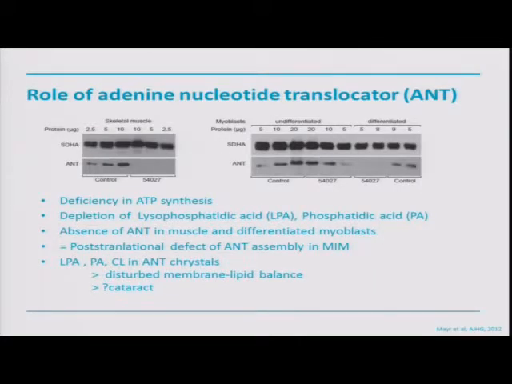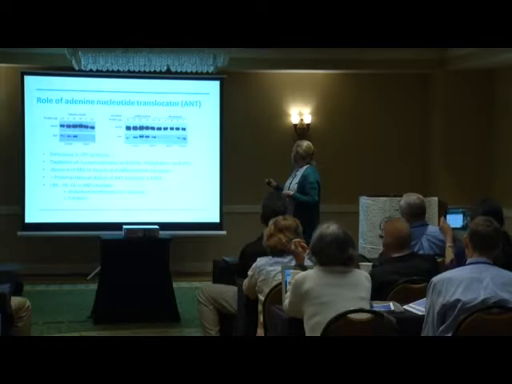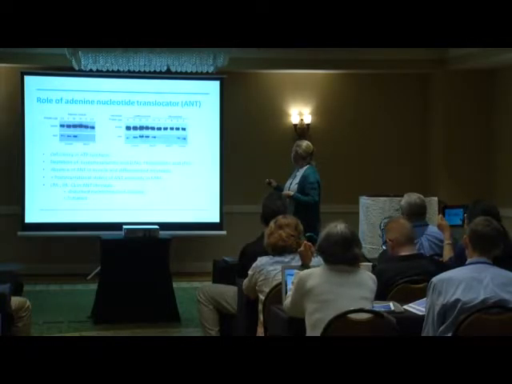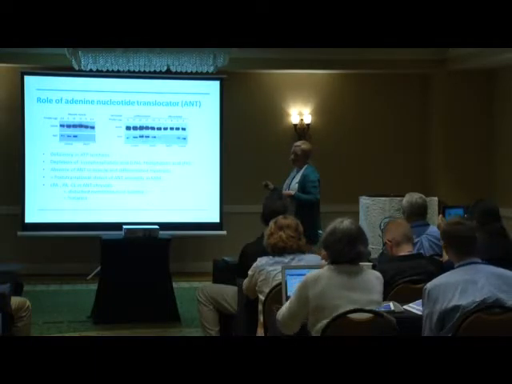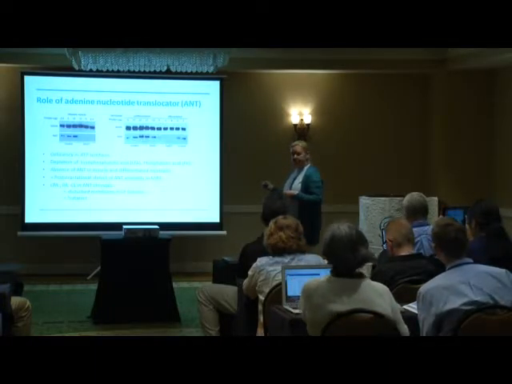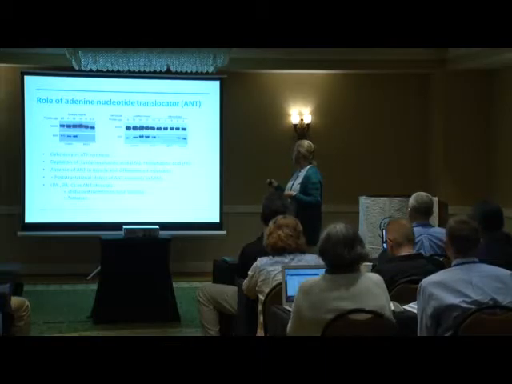There was a long time speculation that Sengers syndrome is caused by mutations in ANT, the adenine nucleotide translocator. This was not the case, but they found out that AGK is involved in the post-translational modification of ANT.